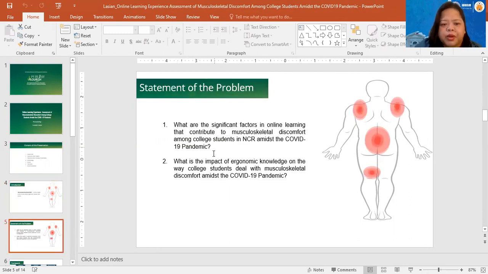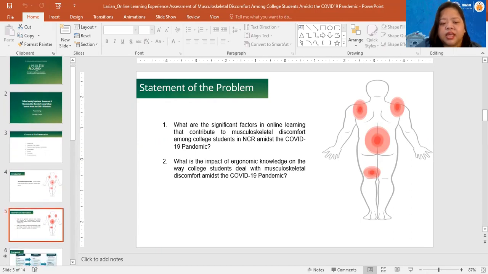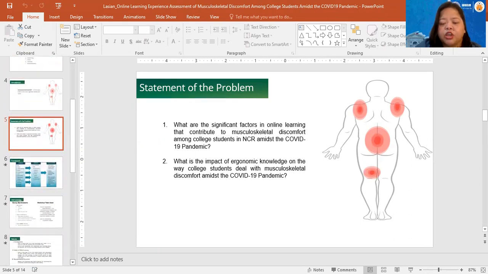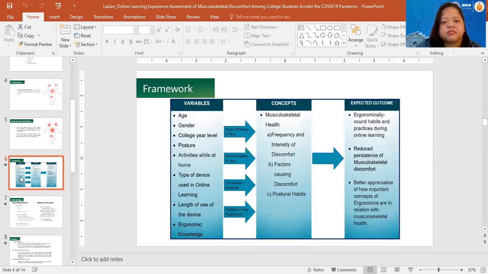The statement of the problem is the researcher would like to answer the following questions. First is, what are the significant factors in online learning that contribute to musculoskeletal discomfort among college students in NCR amidst the COVID-19 pandemic? And second is, what is the impact of ergonomic knowledge on the way college students deal with musculoskeletal discomfort amidst the COVID-19 pandemic?